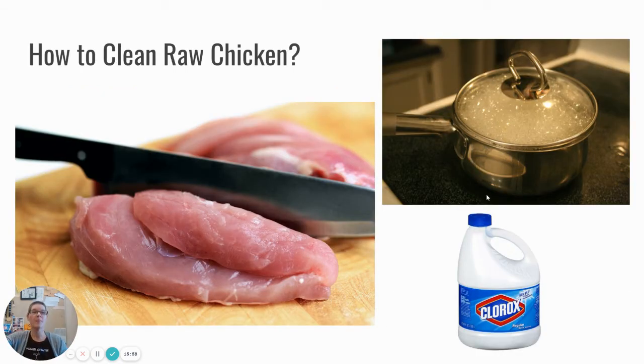All right. What do you think the best way is to clean your cutting board that you just used for raw chicken? I know it says how to clean raw chicken, but it's raw chicken like off a cutting board. You could wash it in very hot water, maybe even boiling water. You can pour boiling water on it, or maybe you could add some bleach to it.